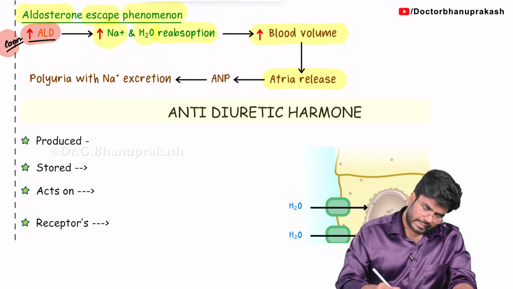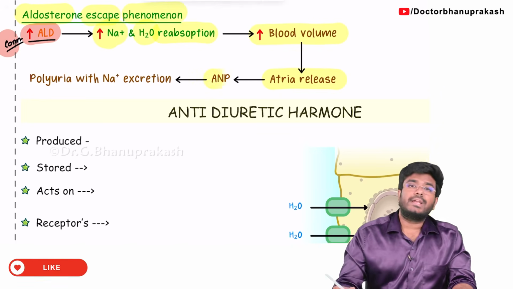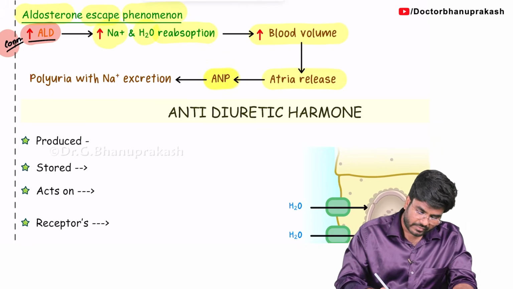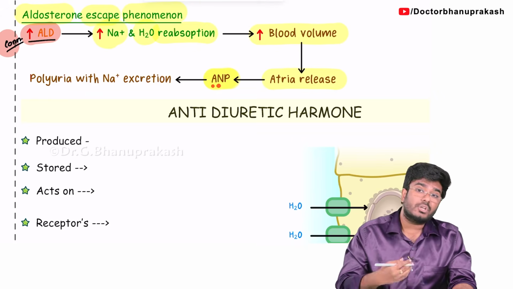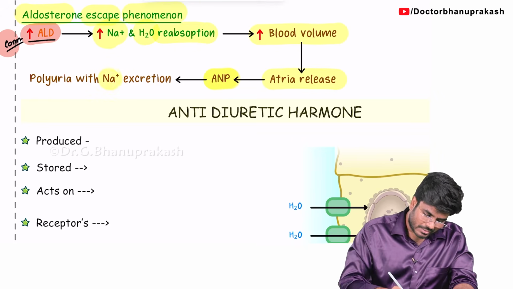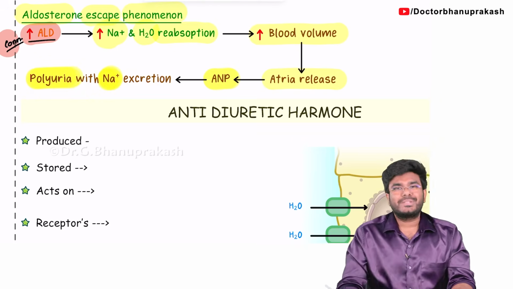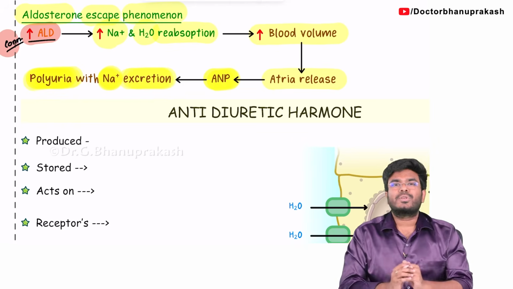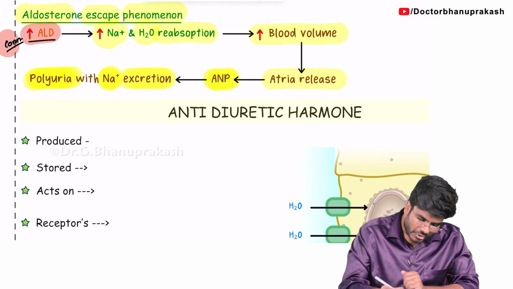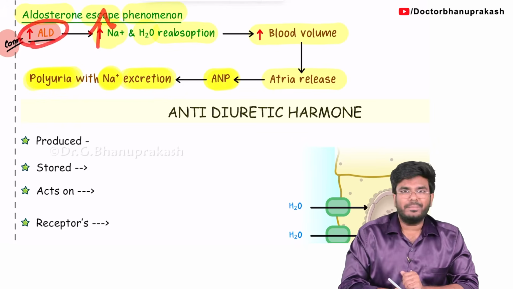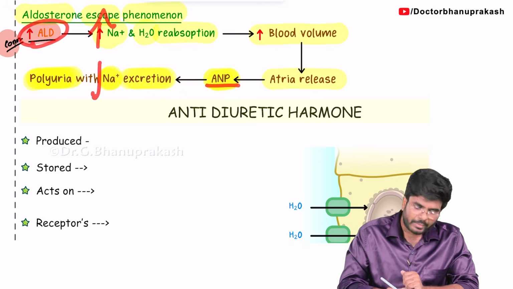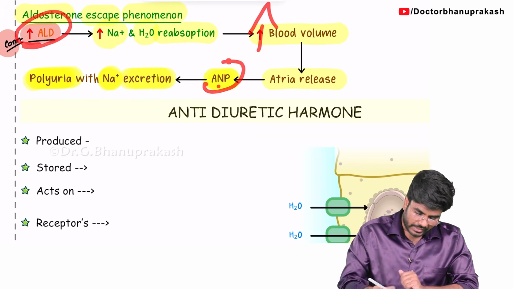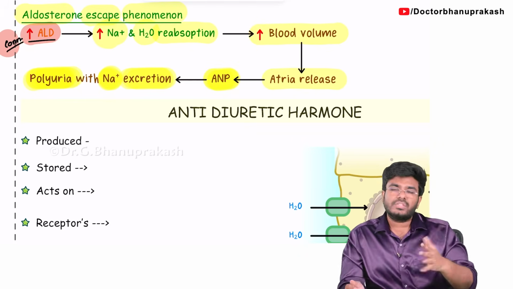So now immediately the atria will release atrial natriuretic peptide, ANP. The name itself tells you: it is causing natriuresis, that is sodium loss and water loss. So this atrial natriuretic peptide causes sodium excretion as well as water excretion. Now you tell me what is happening. Aldosterone on one side is trying to increase the sodium, but ANP is trying to bring the sodium back to normal. Aldosterone is trying to increase the blood volume, but ANP is trying to decrease it by excessive urination.